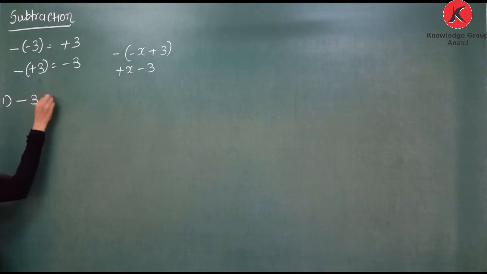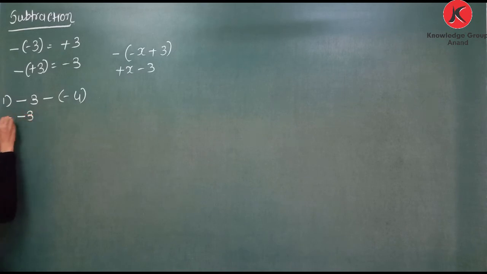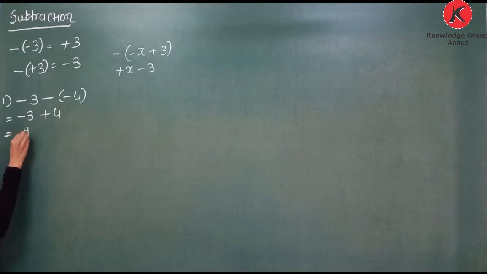If we have minus 3 minus 4, minus plus, the sign of 4 is minus. Now here a negative sign, so minus plus, and that will be plus 4. One negative, one positive now, so that will give plus 1.